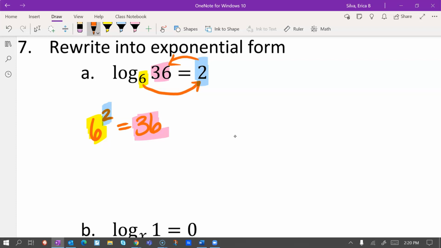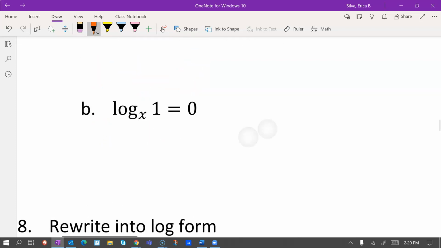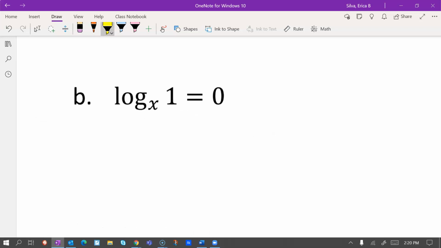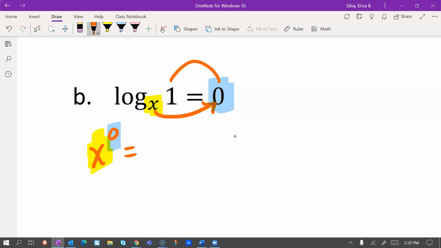Okay, let's go ahead and go to the next one and identify my base. My base is x. So we're going to write out x first. And then it's to the power of 0 is equal to, then we go back to the other side of the equal sign, and 1. And anything to the 0 power is 1. So that's how we verify that it's correct.